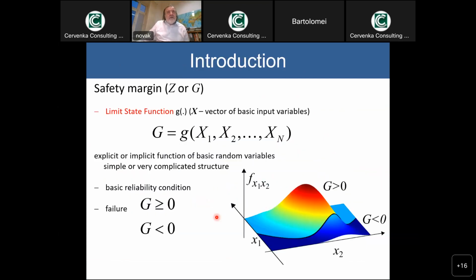Some introductory remarks from reliability theory. We usually work with a safety margin, where the limit state function is a function of a vector of basic random variables. It can be an explicit or implicit function of basic random variables, and it is very simple or very complicated. And the basic reliability condition is: if the safety margin is negative, it means failure. And if it is positive, we are in the safe region. Like in this two-dimensional case, somewhere here is a probability distribution function of 2 random variables, and it is the space where the function is negative, right? And we need to calculate it.